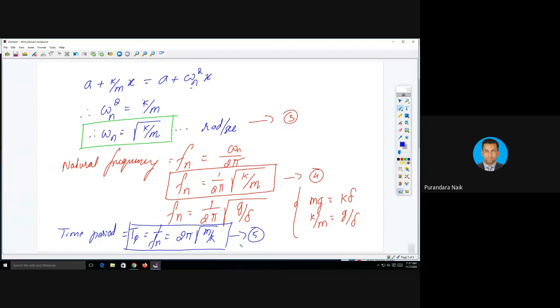Very simple. First equation, you should know how to derive the first equation. Second equation, directly you copy from the first derivation. You just remember it and copy it. Compare those two. We'll get a term for omega n, that is k by m. So omega n square is equal to k by m. Omega n is equal to square root of k by m. Then Fn, omega n by 2 pi. Fn is equal to omega n by 2 pi, that I have given in the note.